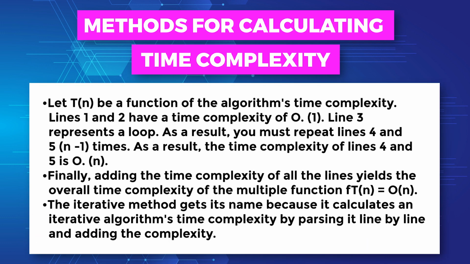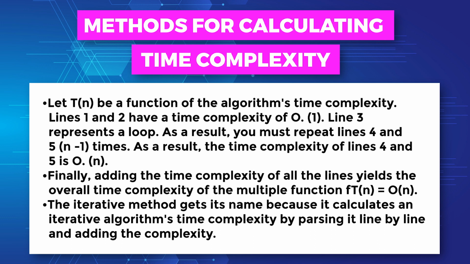Let T(n) be a function of the algorithm's time complexity. Lines 1 and 2 have a time complexity of O(1). Line 3 represents a loop. As a result, you must repeat lines 4 and 5 n minus 1 times. As a result, the time complexity of lines 4 and 5 is O(n). Finally, adding the time complexity of all the lines, the overall time complexity of the multiply function, that is T(n), equals O(n).